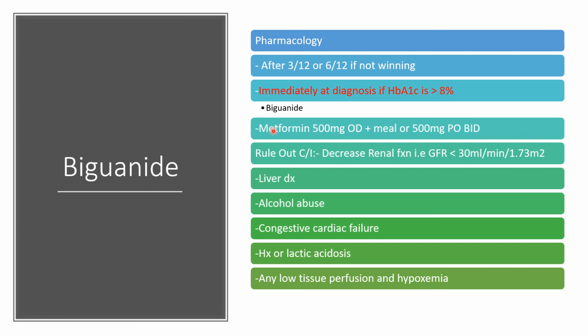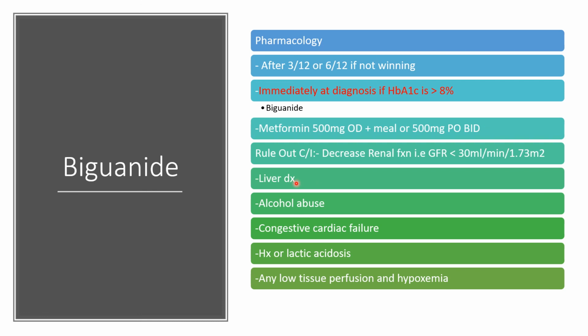So let's start with the one that most of us will be comfortable to start with, that is biguanide. The example is metformin, Glucophage, 500 milligrams once daily with meal, or 500 milligrams orally twice daily. We have to rule out certain conditions before placing that man or woman on metformin. Number one, renal function. What is happening with the glomerular filtration rate? If it's less than 30 mL per minute, we should not give biguanide or metformin.